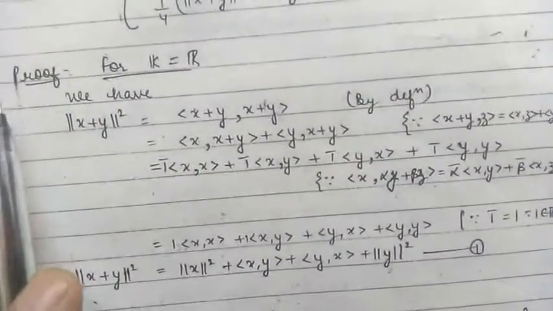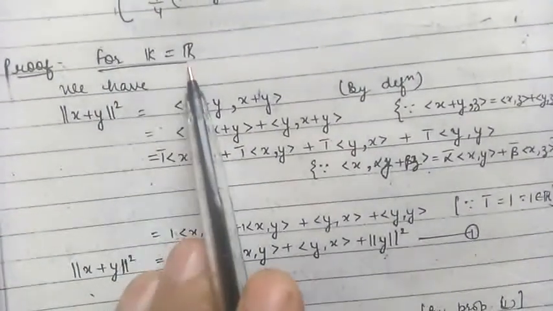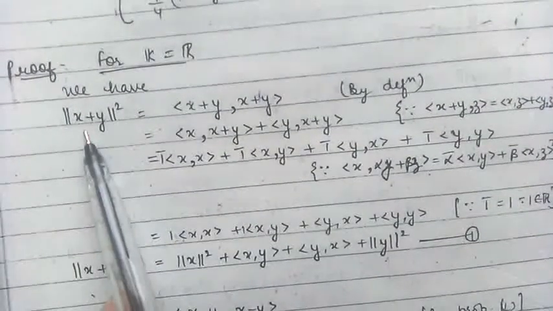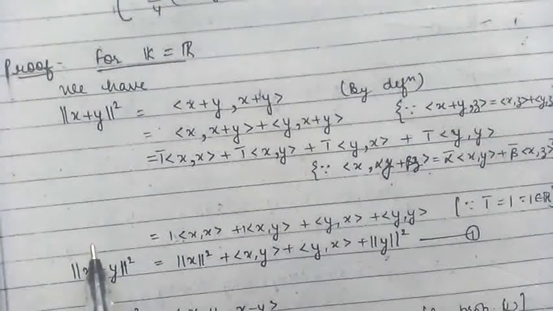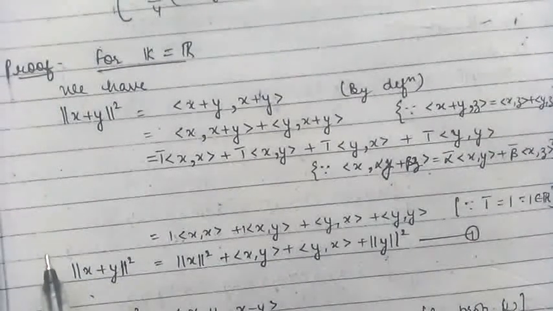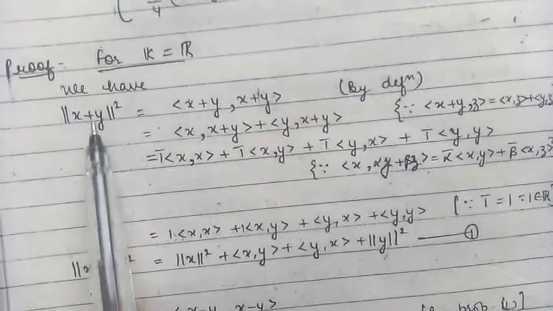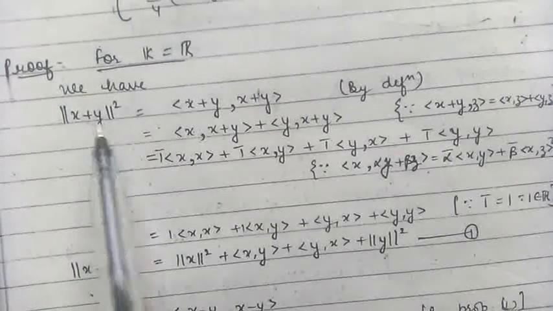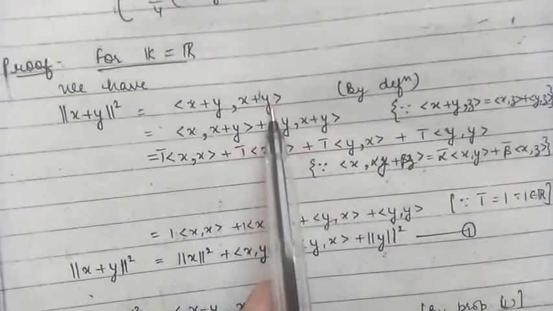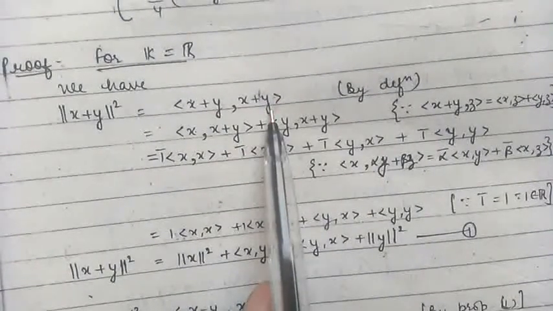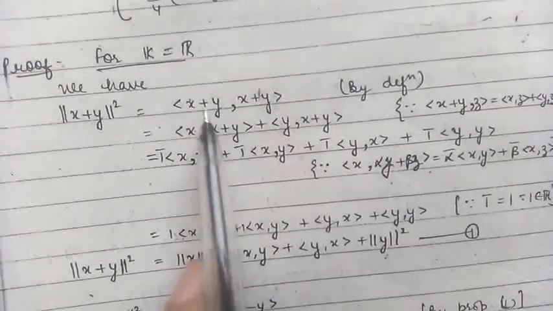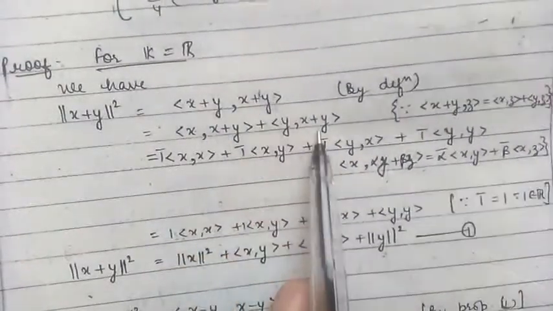Firstly, we'll discuss the case when the field of scalars is the set of real numbers. In this case, let us find norm of x plus y squared and norm of x minus y squared, as we have already obtained in the parallelogram equality. So let us find norm of x plus y squared. By definition, norm of x plus y squared means the inner product of x plus y with x plus y. Now using the property of linearity, this will become the inner product of x with x plus y plus the inner product of y with x plus y.